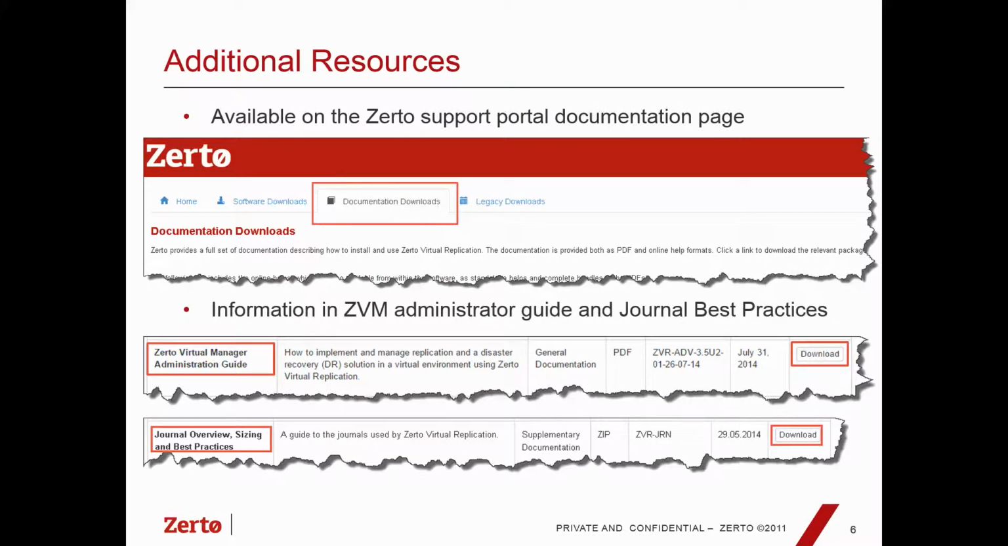If you're looking for additional resources for some of these topics, details can be found on the Zerto support homepage located at zerto.com/support. From there, on the downloads page under the documentation downloads section, the two relevant PDFs are going to be the ZVM Administrator's Guide and the Journal Overview Best Practices Guide.